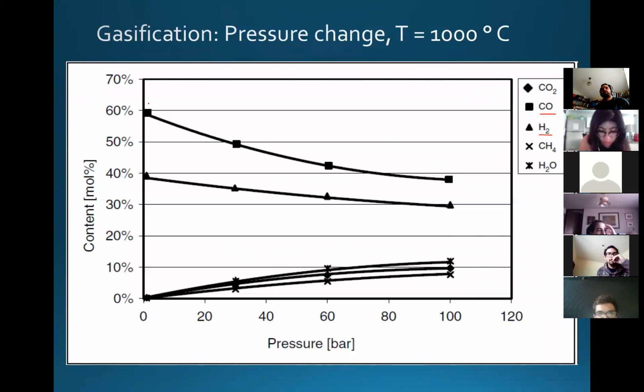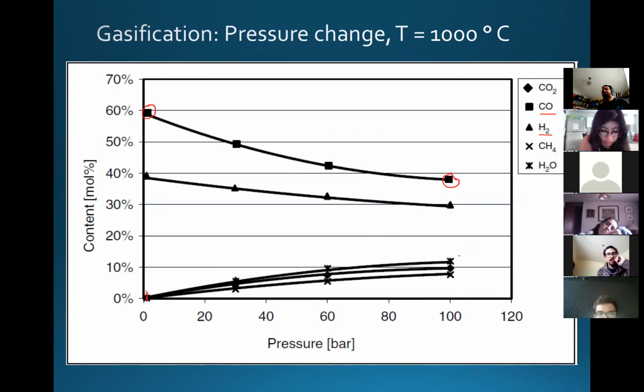At low pressure, at 1 bar, we obtain 60% of carbon monoxide, but at 100 bars of pressure, we obtain only around 38% of carbon monoxide. So it's good to use low pressures to obtain high yields of carbon monoxide and hydrogen. The only issue is the speed of it. And if you raise the pressure, you're going to start seeing all other components.